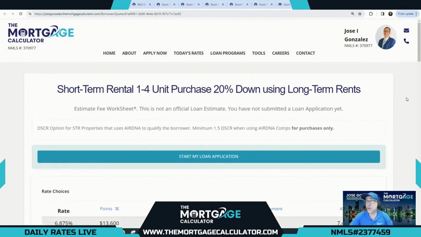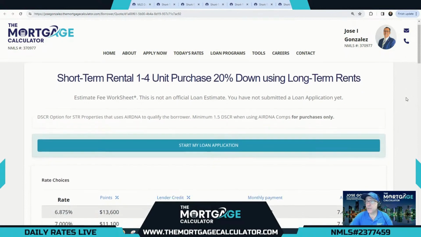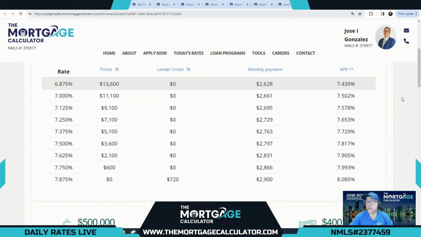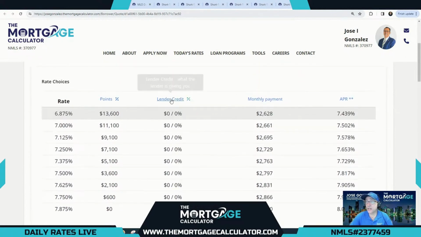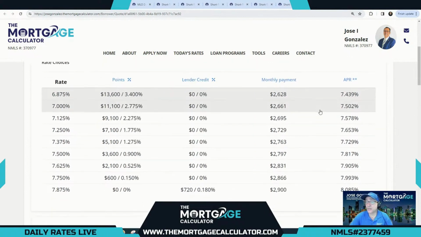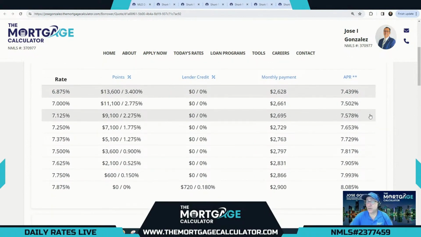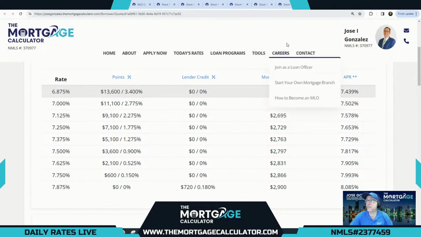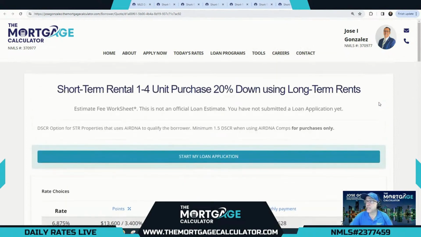So now our 20% down option using long-term rents. Again, 7.875 lowest cost option, a little bit of a lender credit there, buy it down to 6.875. And this is using long-term rents to qualify, not AirDNA.